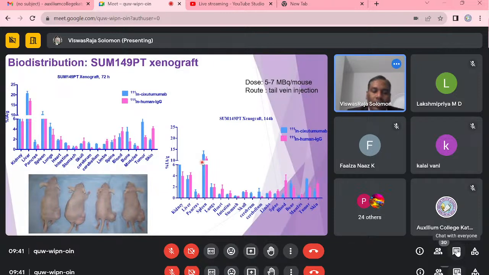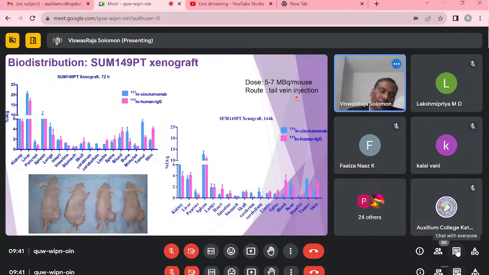Once the tumor model is generated, we inject the tracer. For these studies, we injected a dose of 5 to 7 megabecquerel per microgram. In terms of protein amount, we injected less than 10 microgram. Again, this was tail vein injection. Most radiopharmaceuticals in the clinic are injected intravenously, so we try to mimic the same condition. That's why if the preclinical work moves to the clinical level, it may have the same reproducibility.